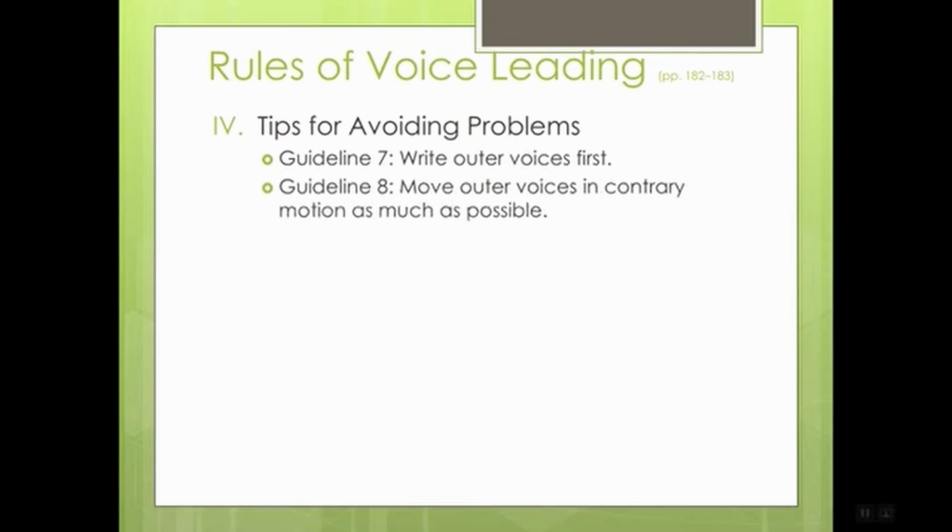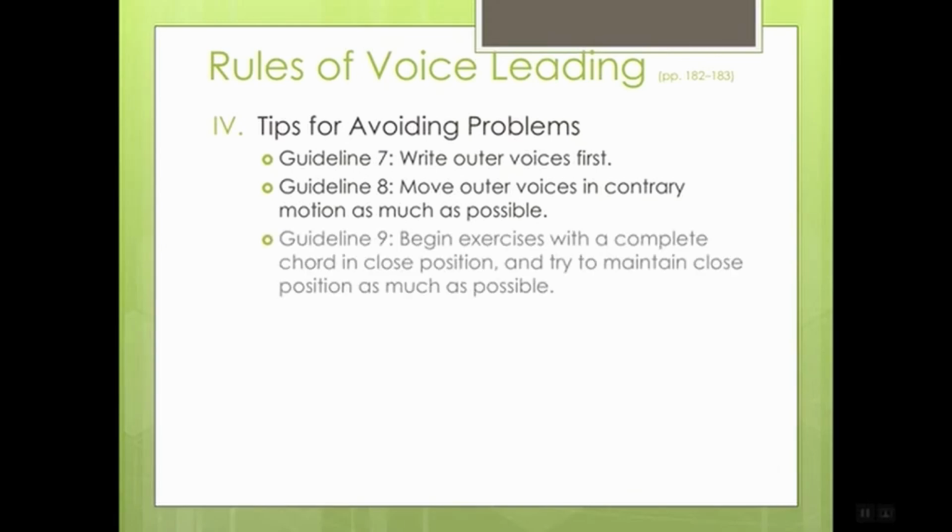Guideline number 8, move the outer voices in contrary motion as much as possible. So you've got your bass line given. When you're writing a soprano line, you might want to start with the idea that every time the bass goes down, I'll try to go up in the soprano. Every time the bass goes up, I'll try to go down. And then you change as necessary to get a good melodic line in the soprano, but that's a good starting principle.